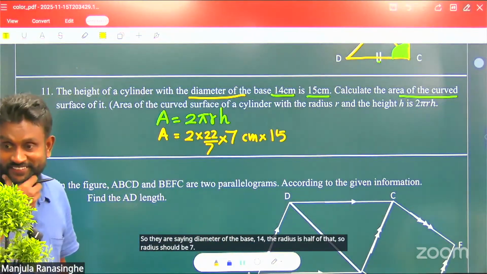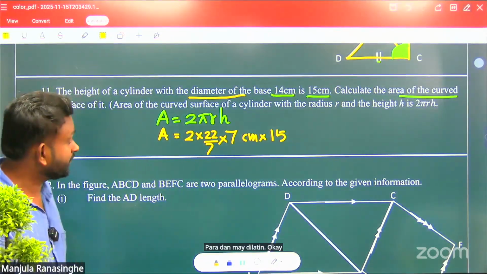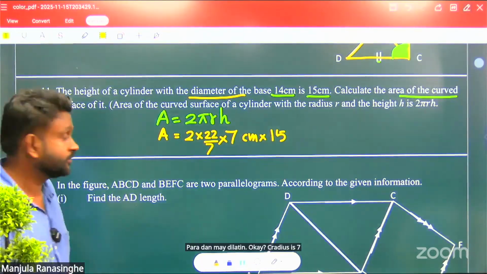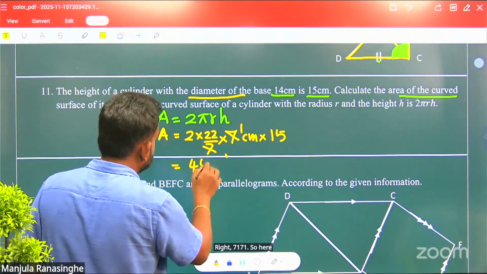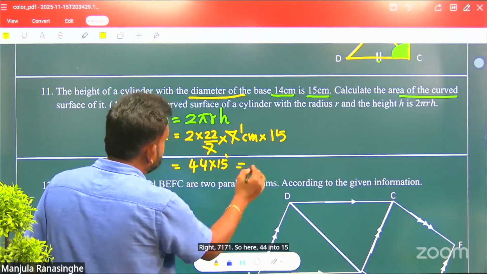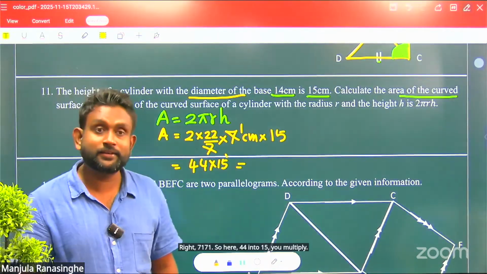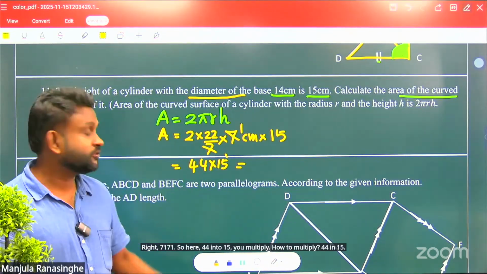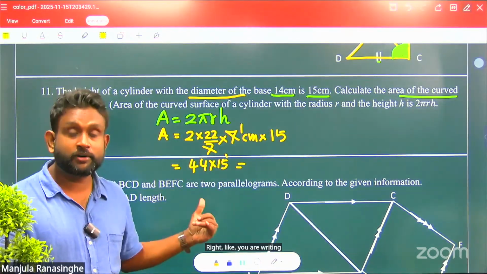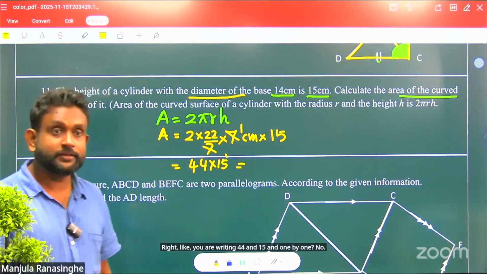Radius is 7. Diameter was given. So here 44 into 15 you multiply. How do you multiply 44 into 15? Like you write 44 and 15 and multiply one by one? No, this is the easiest way.